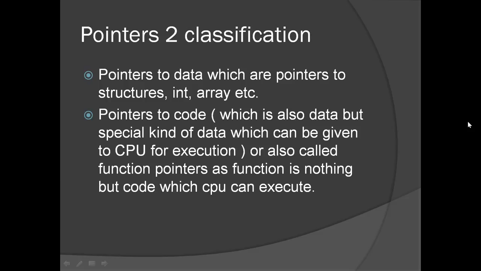In general, function pointers are a different type of pointers which cannot point to any kind of data. They can point to only code which the CPU can execute. Fundamentally, the executable code is functions in C. So we call them function pointers.